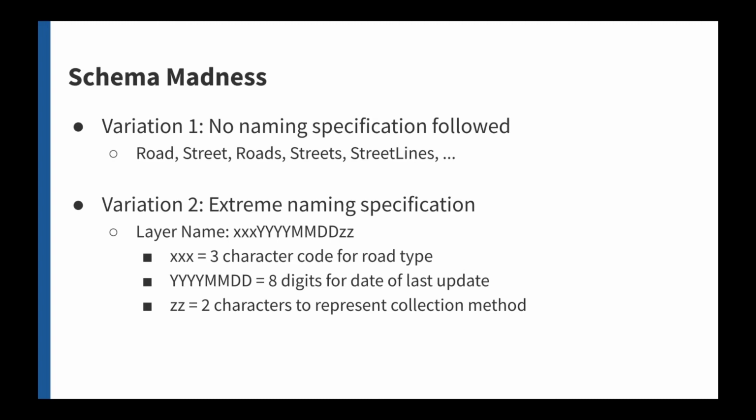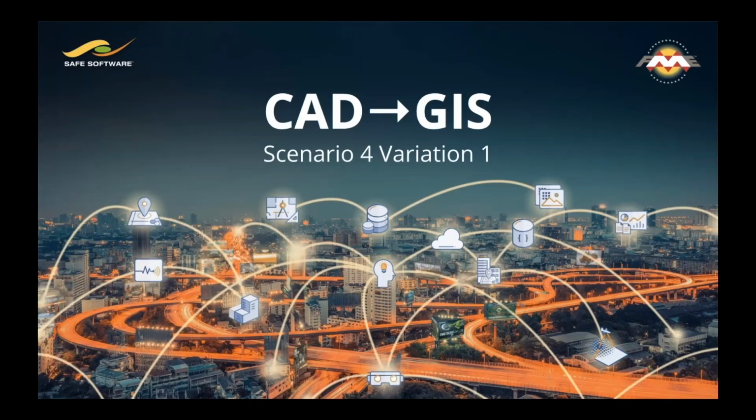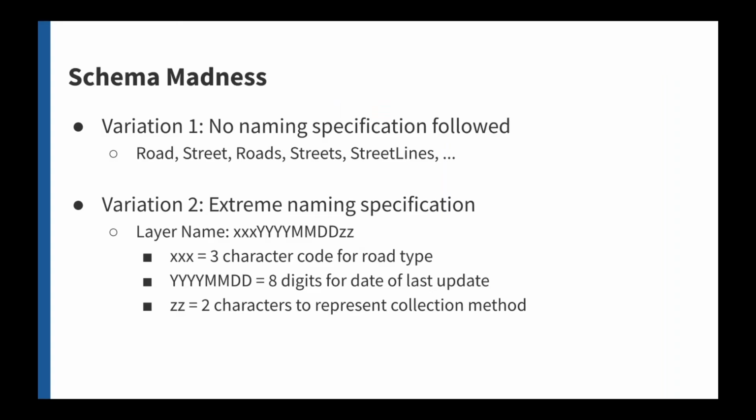Variation 2 is sort of the exact opposite, where we have a very rigorous spec. And so we have layer names that are in fact made up of various properties. So the attributes have been encoded in the layer names. And so you get something like this, where you have a 3-letter character code, then you have 8 digits for the date of last update, and then you have some kind of collection method that's the last 2. And so those are the two extreme ends of the schema madness that there can be.